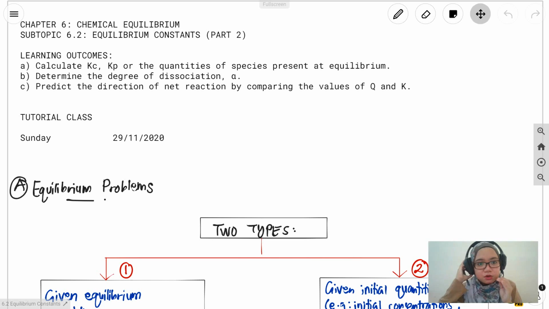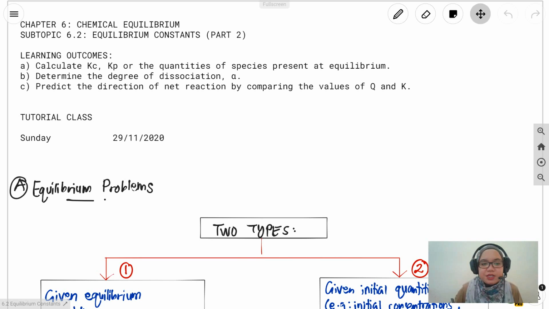So today we are going to cover the following outcomes. First, we are going to calculate Kc, Kp, or the quantities of species present at equilibrium. Then we are going to determine the degree of dissociation alpha, and then predict the direction of net reaction by comparing the values of Q and K. Alright, without further ado, let's get started.